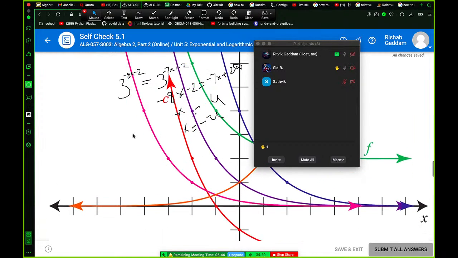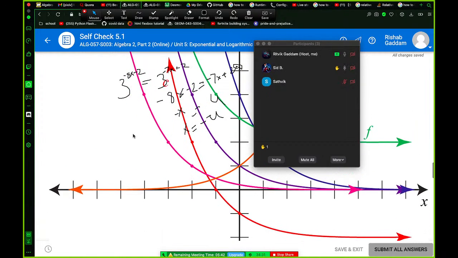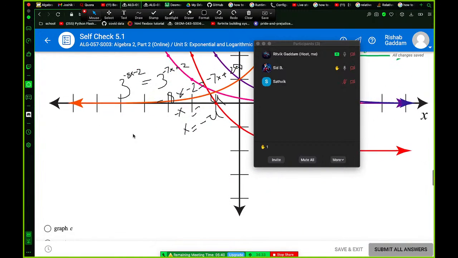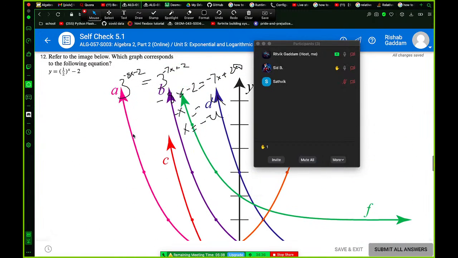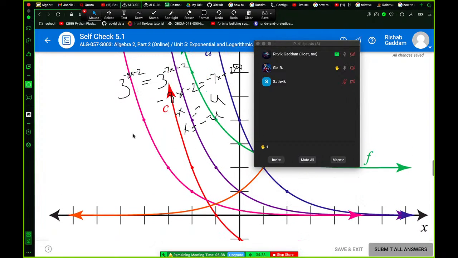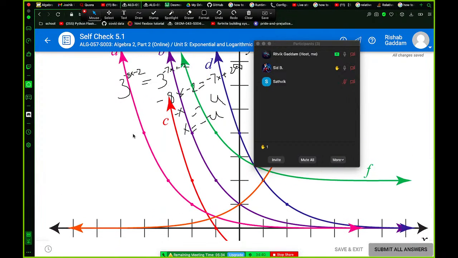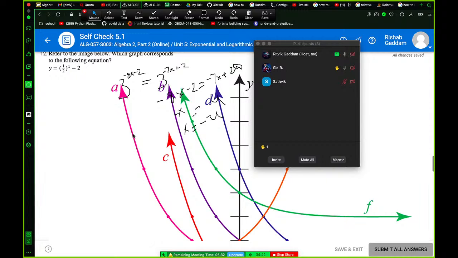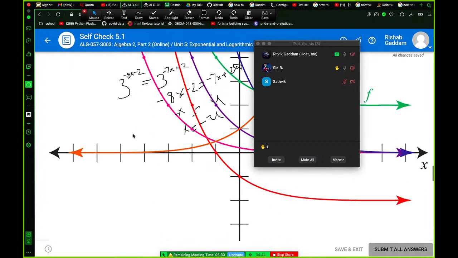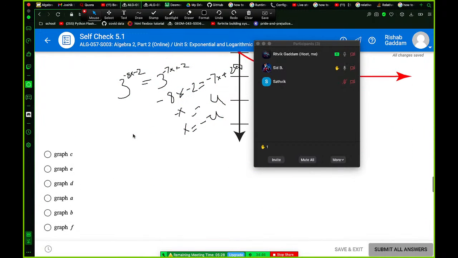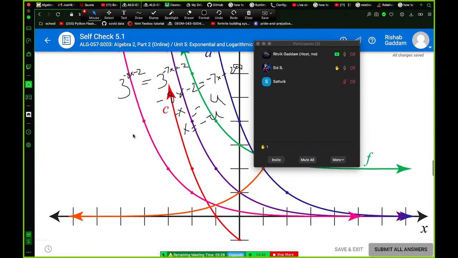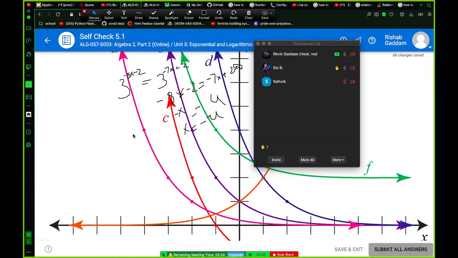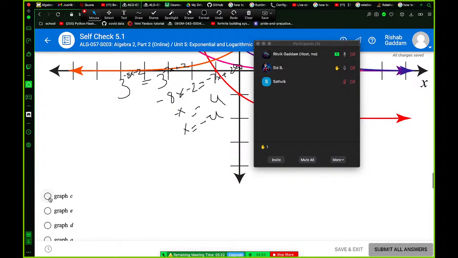Okay, so what's the answer? I think it would be graph. All of these pretty much look the same. I would say C. C? Yeah, I also think it's C.